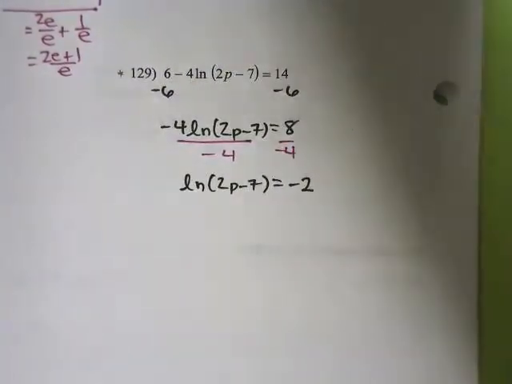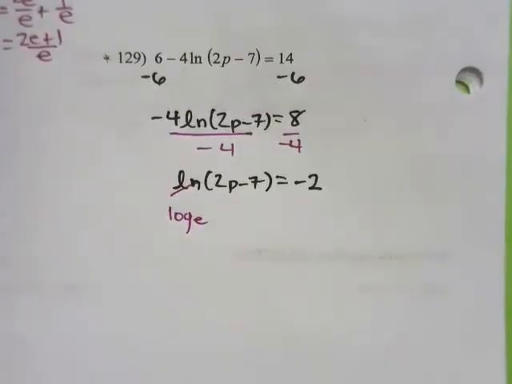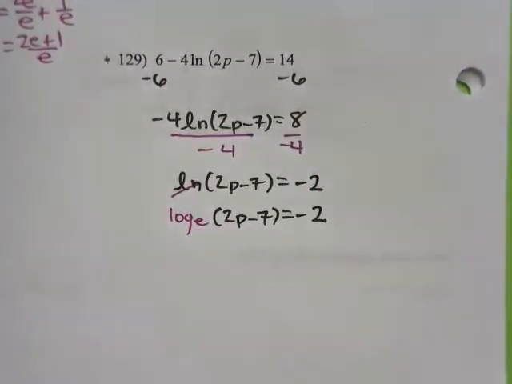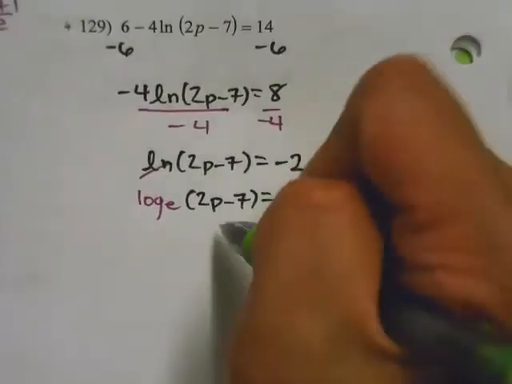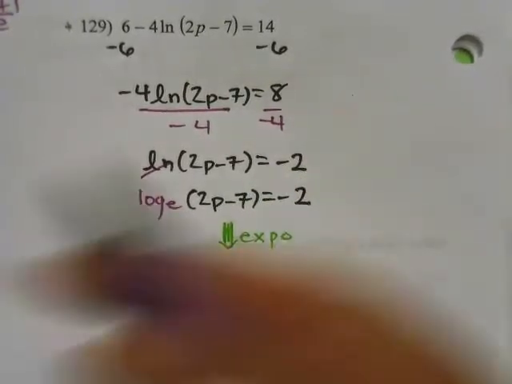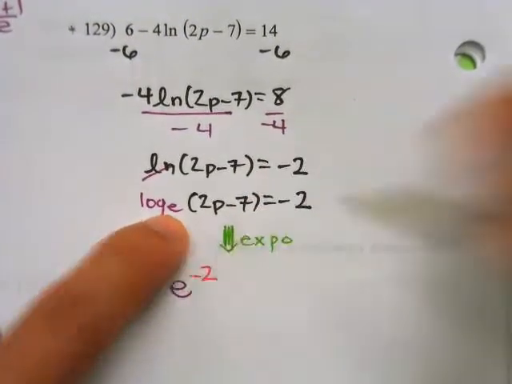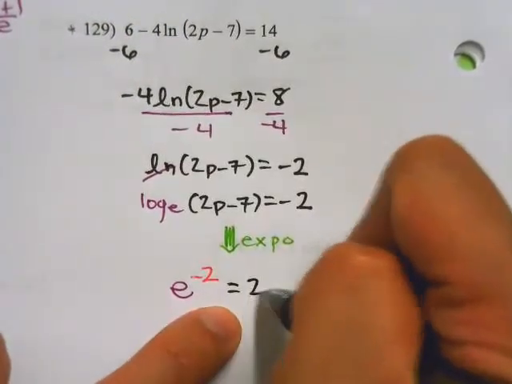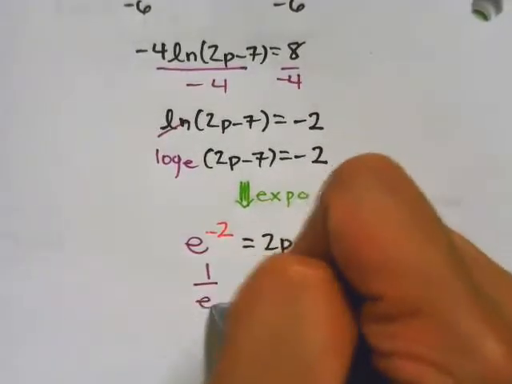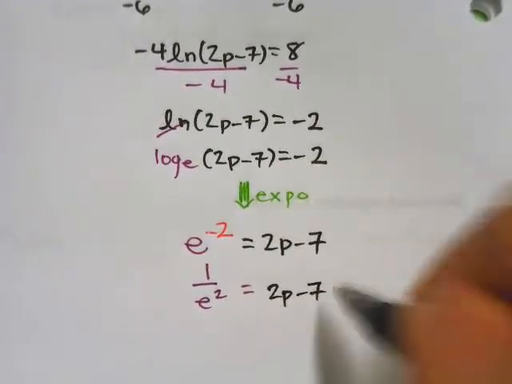Okay, let's just change one thing by definition. Natural log is log base e. Let's change this into exponential form now. Our base is e, to the negative 2 is our exponent, is equal to 2p minus 7. I'm going to change this into 1 over e squared is equal to 2p minus 7.